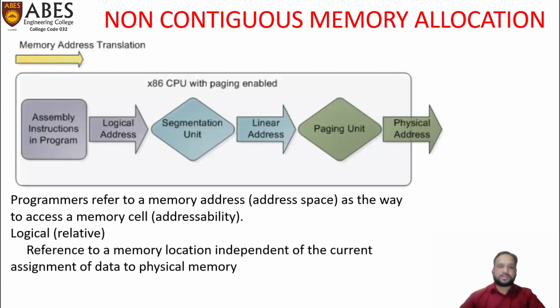As you can see in this diagram, we have the microprocessor 8086 with paging enabled in it. So in that microprocessor or CPU, how does the memory address translation work, and how does paging calculate the physical address from the logical one? Assembly instructions in the program are executed inside the CPU, and the CPU generates the logical address. Then it goes to the segmentation unit, which we will discuss later, and that generates a linear address. The linear address is converted in the paging unit, and finally we get the physical address where the data should reside.